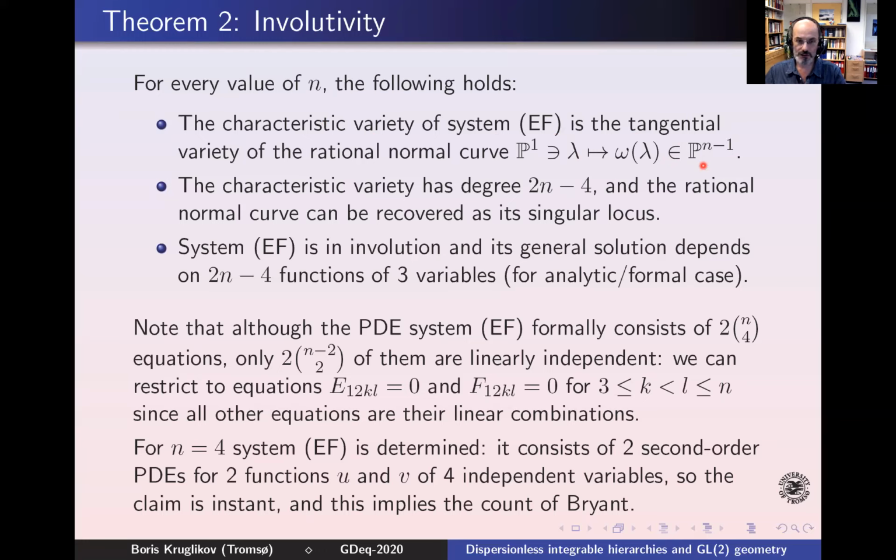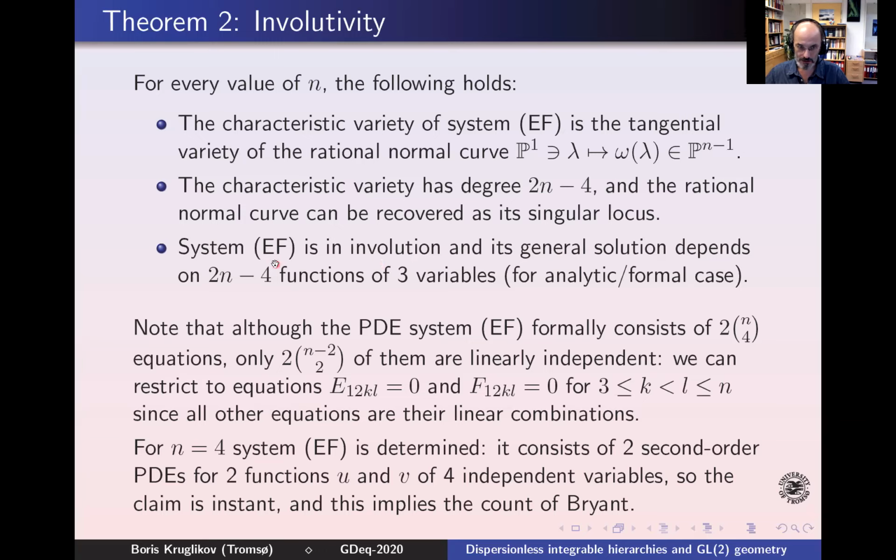In fact, that's the projective picture, right? So we can return to the usual affine picture, to the entire tangent space, and we have to consider the cone over this. It will be 3-dimensional, therefore. Okay, remember this number 3. So the second statement: this characteristic variety has, as an algebraic variety, degree 2n minus 4. And so, of course, it's obtained from a rational normal curve as a tangential variety, but vice versa, the rational normal curve can be recovered as the singular locus of this surface in projective space.